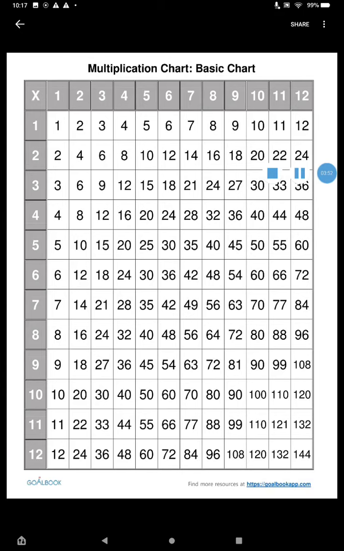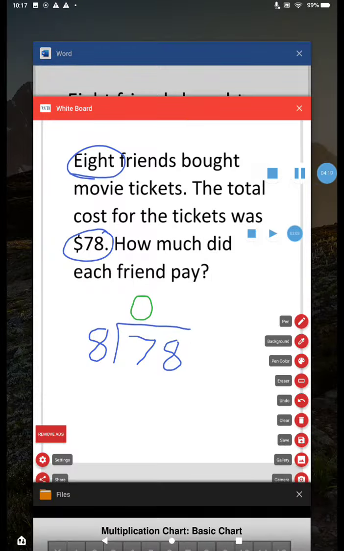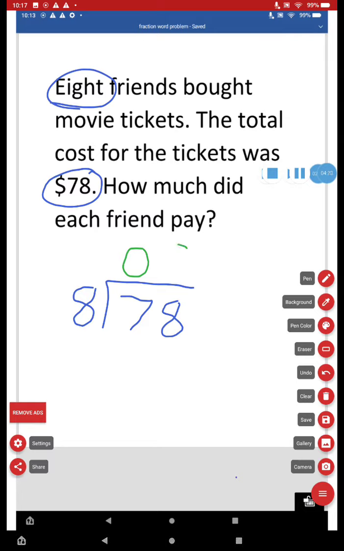Look at your multiplication chart and go to the 8 and go down until you see 78. Do you see 78? No, but I do see 72 and 80. I know division has to be smaller. So which one's smaller than 78? 72 or 80? 72 is. All right, what row is 72 in? 9. Very good. So 8 times 9 is 72. So let's put 9 up here.